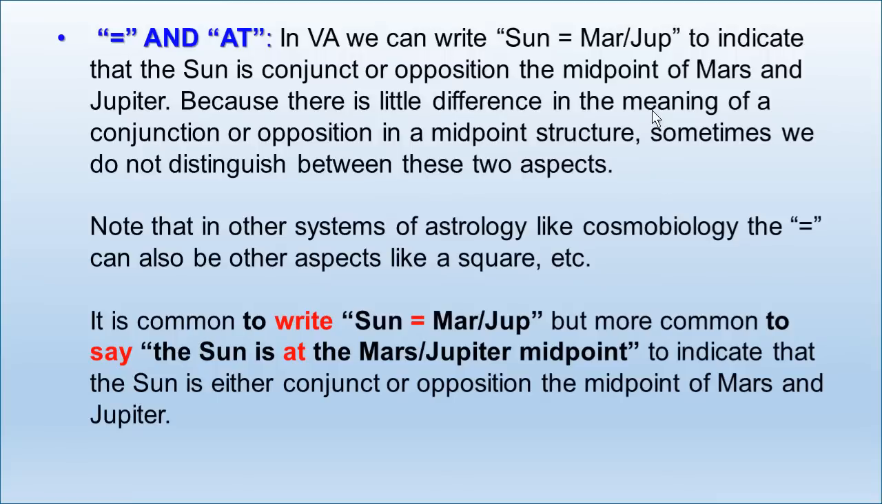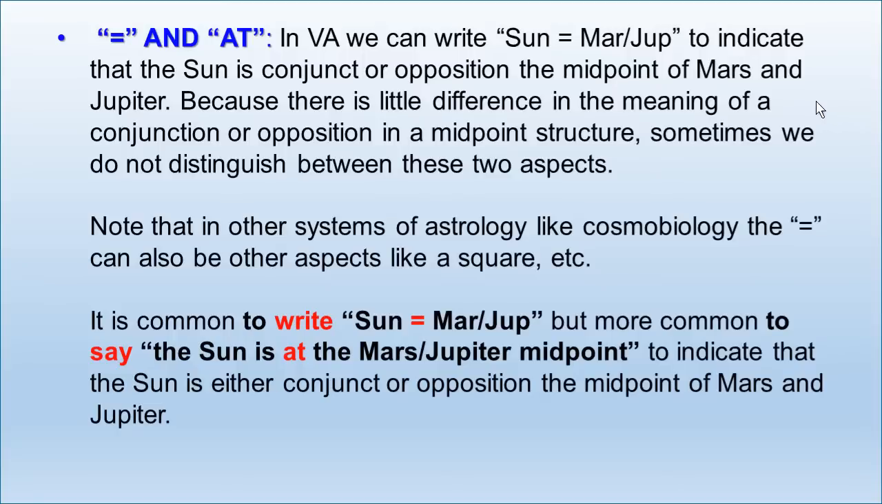So typically you will write equals. In VA we can write Sun equals Mars / Jupiter. What does that mean? It indicates that the Sun is conjunct or opposition the midpoint of Mars and Jupiter. So in vibrational astrology, equals means conjunct or opposition. As you've already figured out, in other systems of astrology, like cosmobiology, where they use other aspects, equals means any of those aspects. So equals means whatever aspects you use in your system.